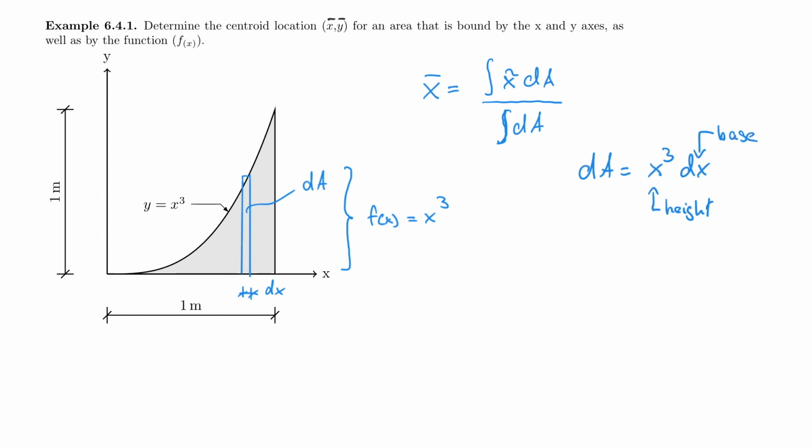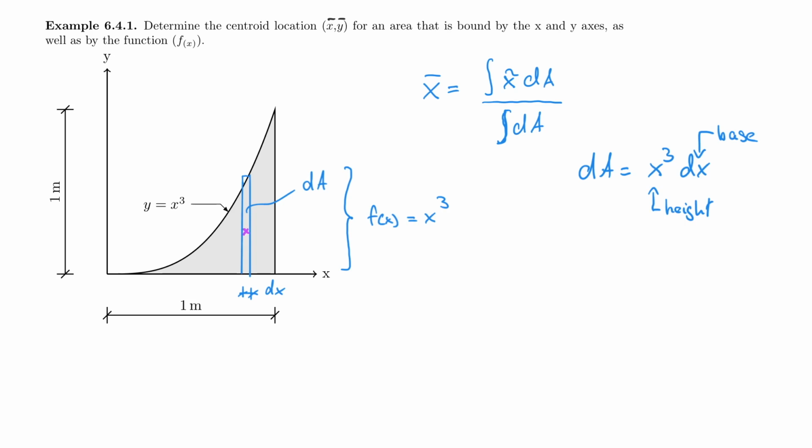Base times height. Now, what is my x tilde for that particular area element? Remember that now I expressed dA in terms of dx. So this was my step number 2. My step number 2 is pretty much done here. My step number 3 was determine the centroid location. So I have to define, hey, where's the centroid location of this? And it's a rectangular element. So it's exactly in the middle here.